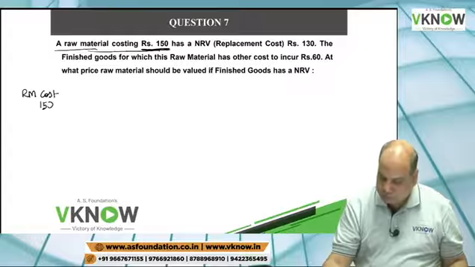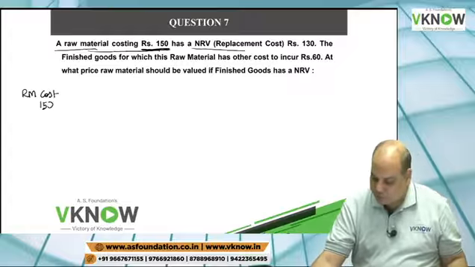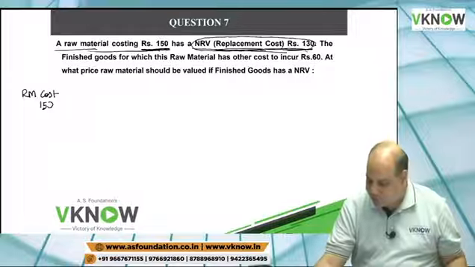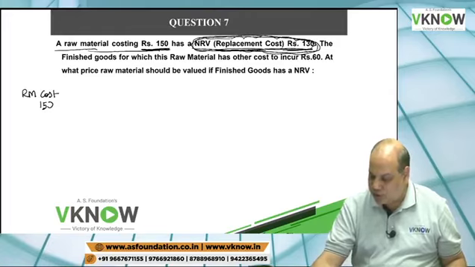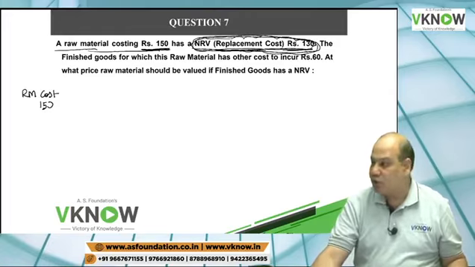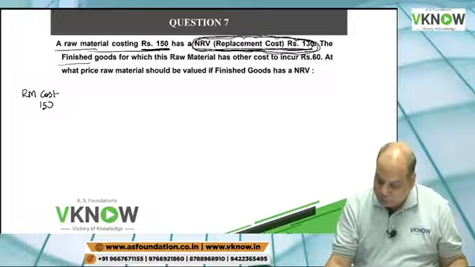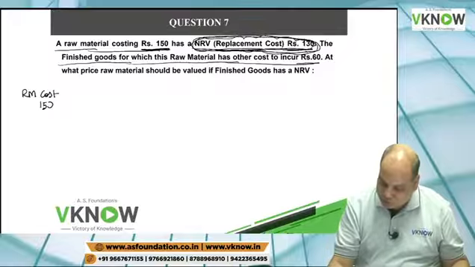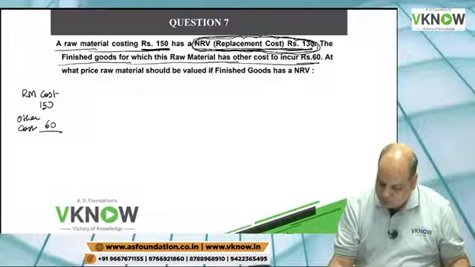150. Has NRV, net realizable value, 130. So its NRV has gone down. But that does not mean you are going to reduce raw material necessarily. One has to see what happens to the finished goods. The finished goods for which the raw material has other cost to incur is 60. Other cost is 60. So what is the cost of finished goods?